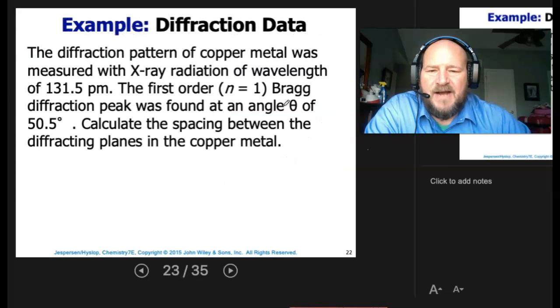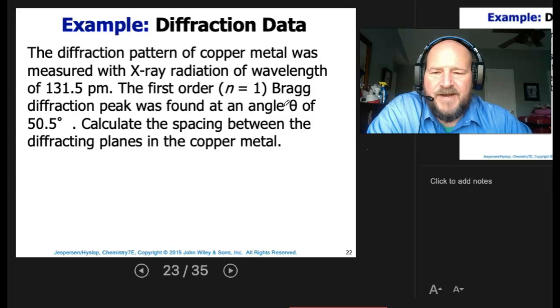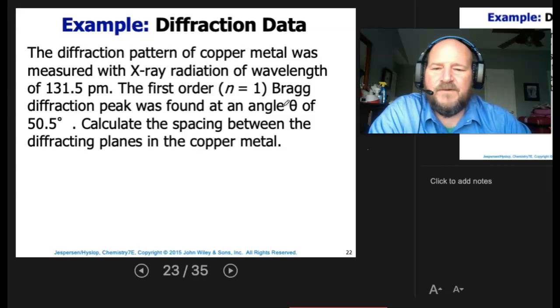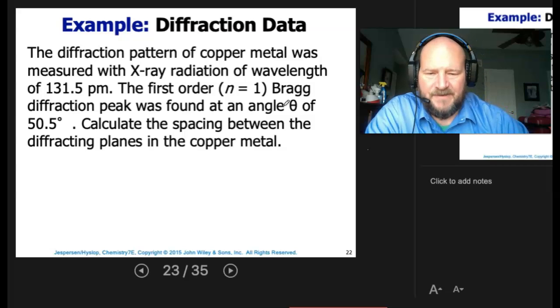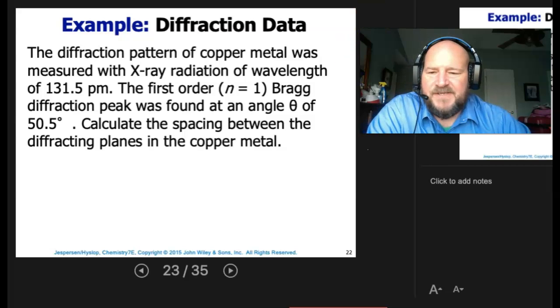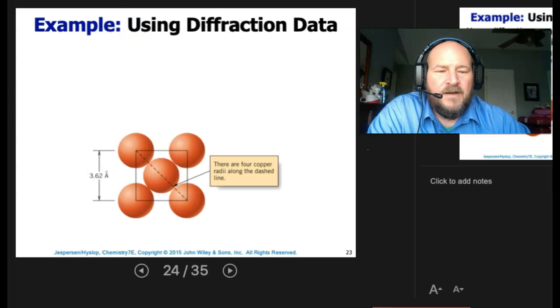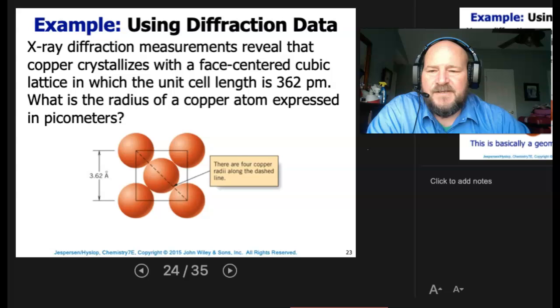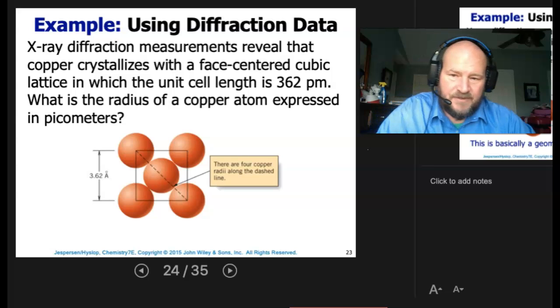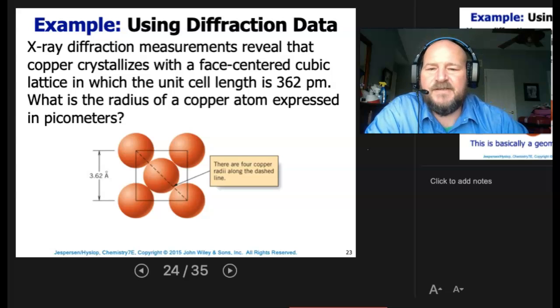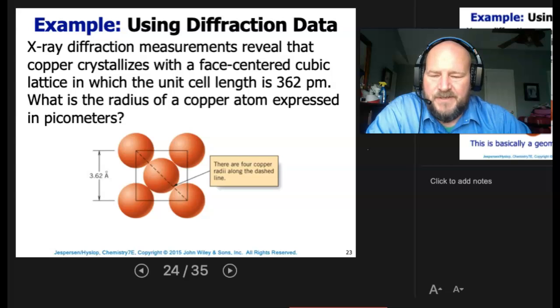Let's see, the diffraction pattern of copper metal was measured with X-ray radiation of wavelength 131.5 picometers. The first order Bragg diffraction peak was found at an angle theta of 50.5 degrees. Calculate the spacing between the diffracting planes. Again, that's not something I'm going to ask. All right, let's see. Using diffraction data, X-ray diffraction measurements reveal that copper crystallizes with a face-centered cubic lattice. What is the radius of a copper atom expressed in picometers?